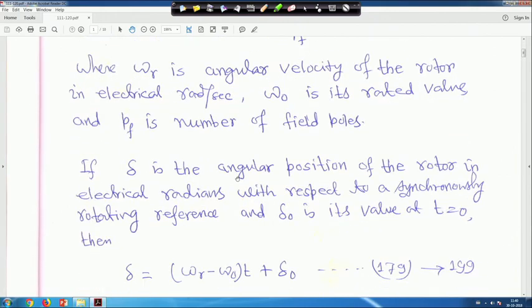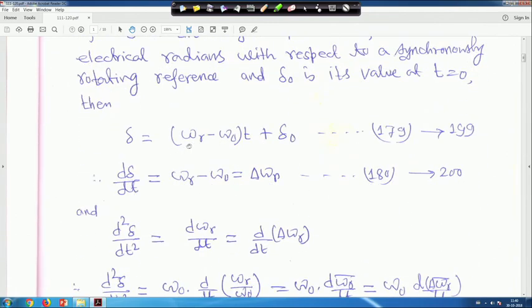So if delta is the angular position of the rotor in electrical radians with respect to a synchronously rotating reference, and delta_0 is the initial value at t equal to 0, then we can write delta is equal to (omega_r minus omega_0) into t plus delta_0. This is equation 179. If you take the derivative of it, d delta by dt is omega_r minus omega_0, which is nothing but delta omega_r. This is equation 180.